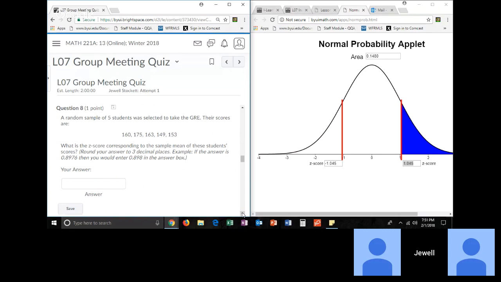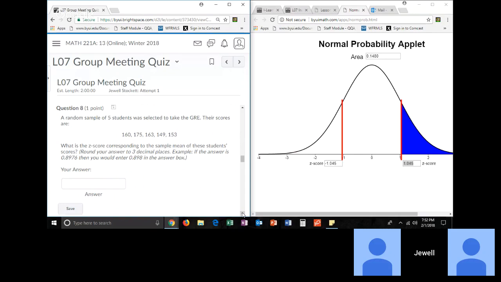For your sample mean, did you guys get 160? So are you talking about adding all of those up to get the mean of the total? Yeah, the sample mean. So I got 5 by 5, 160, yes. So what is the z-score corresponding to 160? So you do 160 minus 150.8.